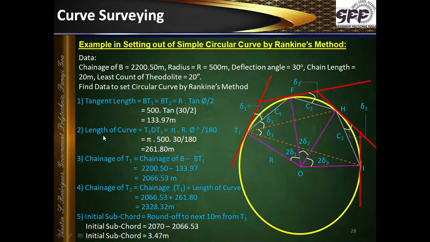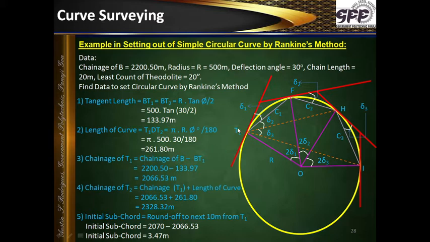Let us find out the length of the curve, the length of the curve T1 to T2. This is the formula which we were using earlier: pi R phi degrees upon 180. So pi into 500 into 30 degrees upon 180. 500 is the radius and 30 is the angle. So that comes to 261.80 meters. So the total length of the curve from point T1, till wherever it has to end, will be 261.80 meters.